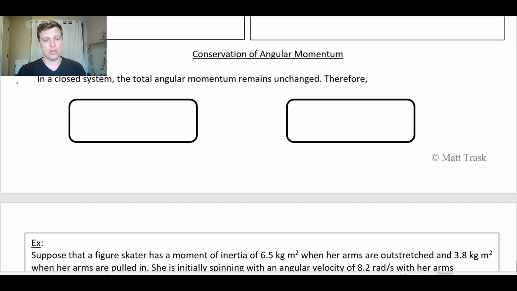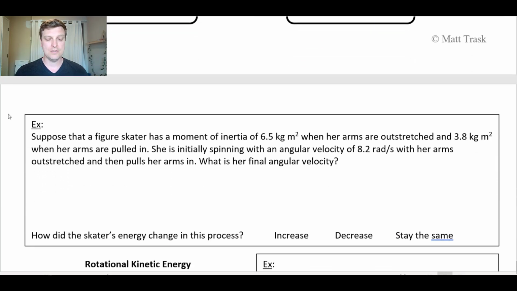And so if I've got a closed system and all the forces are internal, the total change in angular momentum is going to be 0. Another way of putting that is just that the initial angular momentum is equal to the final angular momentum, right? The amount of momentum in the system stays the same. So a good example of this is figure skaters.